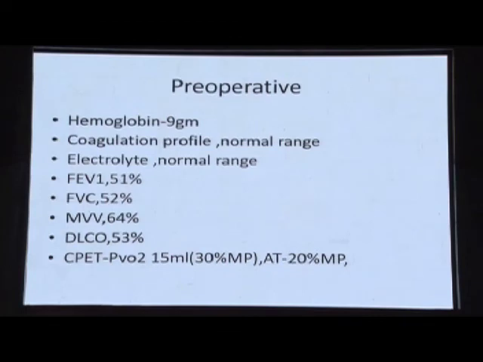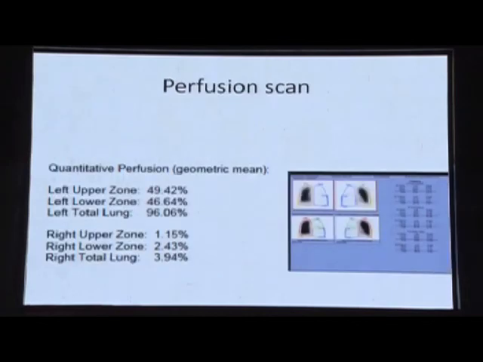The cardiopulmonary exercise testing shows a peak VO2 of 15 ml, 30% of the maximum capacity, and the anaerobic threshold was 20% of the maximum capacity. If you look at the perfusion scan, which was very important in this kid because we are doing a pneumonectomy, we need to know what the perfusion is on the disease side versus the healthy side.